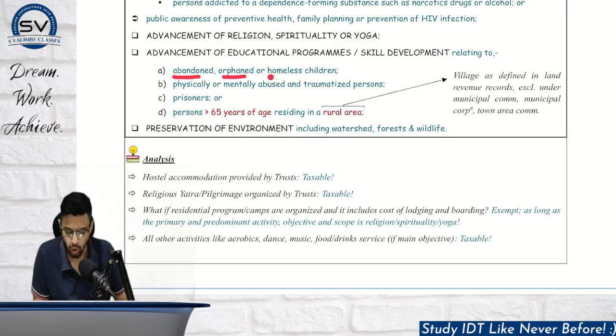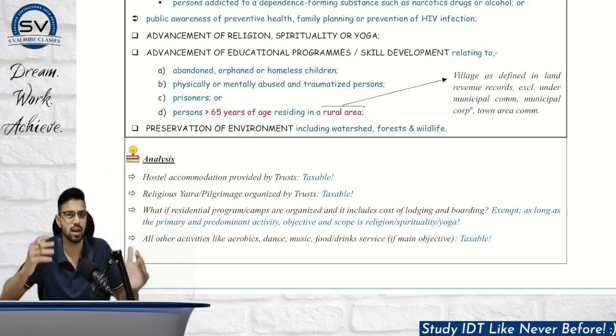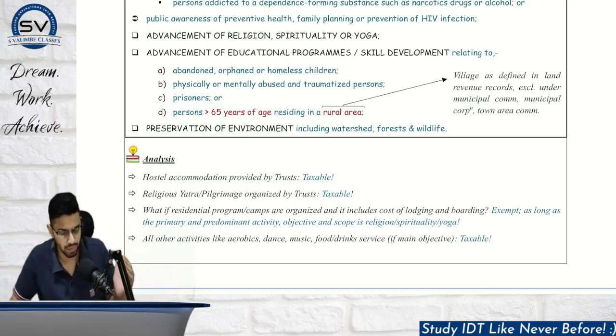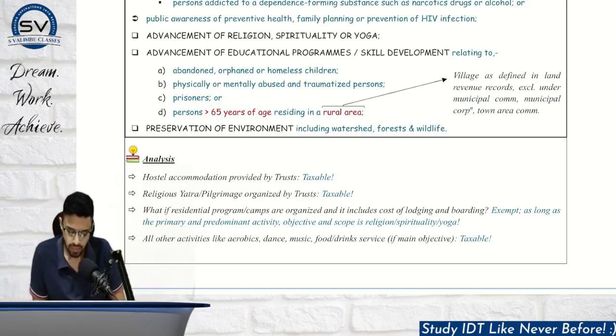Abandoned, orphan or homeless children. These people have specific characteristics. They don't have a lot of support from their home. So they are basically abandoned. They don't have parents or they do not have a home. So in this case, a sensitive case, a sympathetic viewpoint has been taken by the government. Physically, mentally abused and traumatized persons.